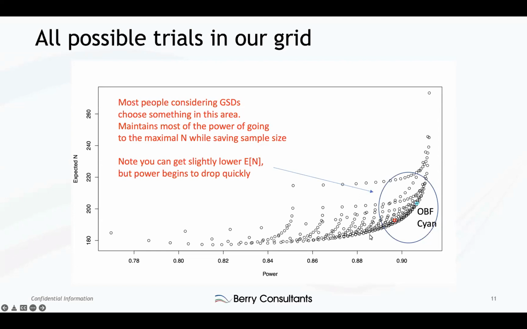But remember, there's nothing that says any of these choices are bad. They're not dominated by other options. So if you really value sample size more than you value power, then you'd want to be somewhere in this range. But this is why you see O'Brien-Fleming picked. And this is a common graph. If you did this in other group sequentials, you'd end up with this.